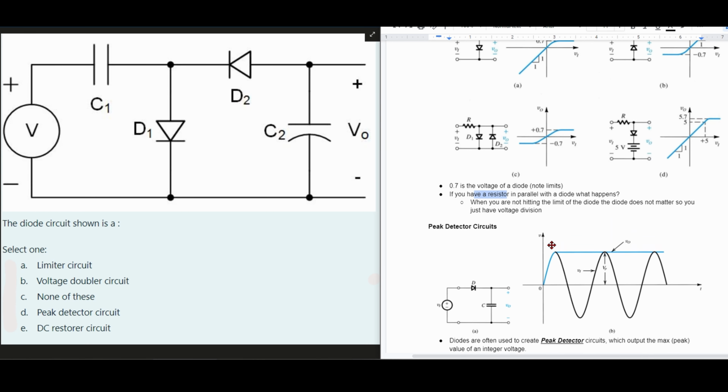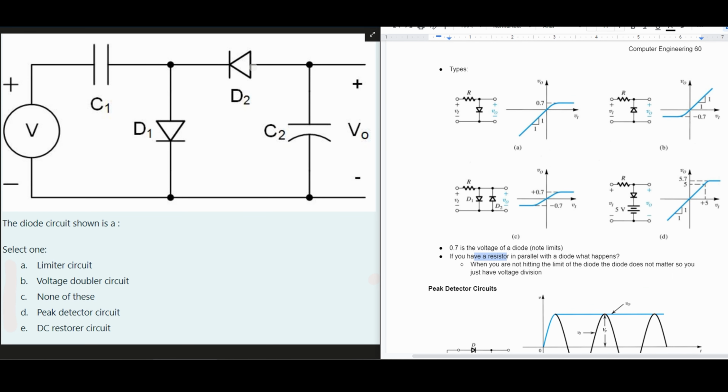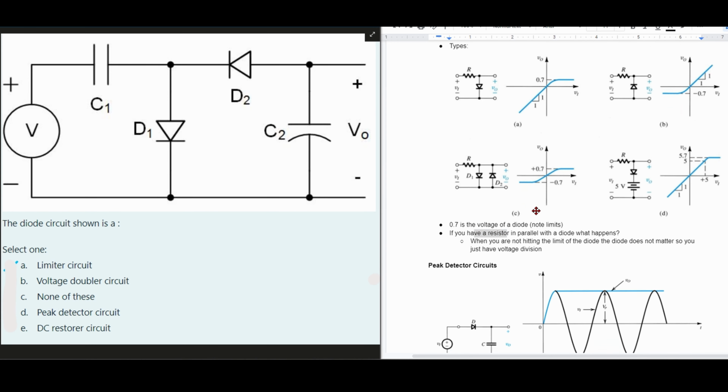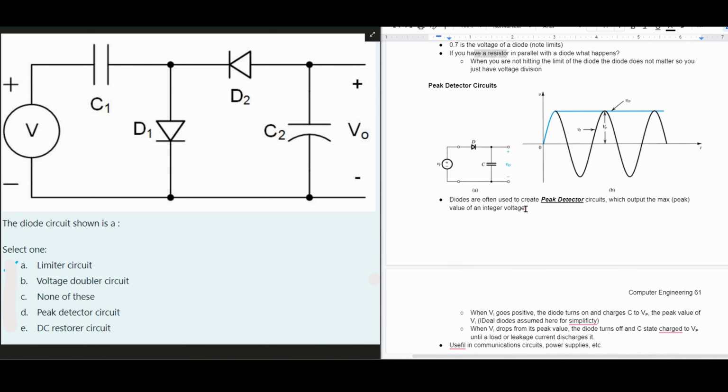Limiter circuits. Is that going to be one of them? Well, we can see that it is not any of these options here. So limiter circuits is not going to be one of our options. Next, we're going to look at peak detectors.